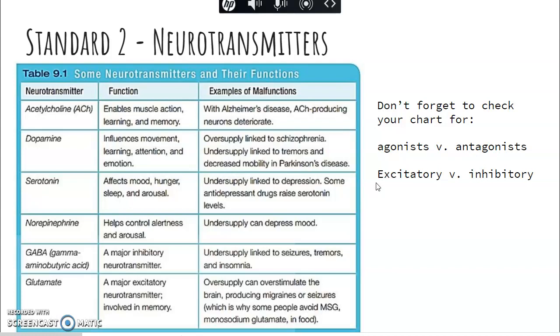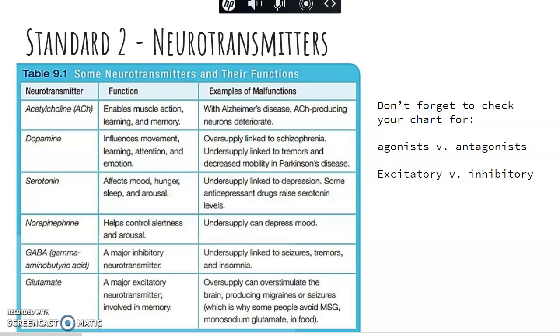So for standard 2, neurotransmitters, you gotta know your neurotransmitters. And so you need to know acetylcholine is on there always, right? It helps us with muscle movement and memory and learning. It is always associated with Alzheimer's. There will be an Alzheimer's question on the test. There always is. Remember, Alzheimer's starts with an A, acetylcholine starts with an A. The A's go together. Okay, so acetylcholine and Alzheimer's.